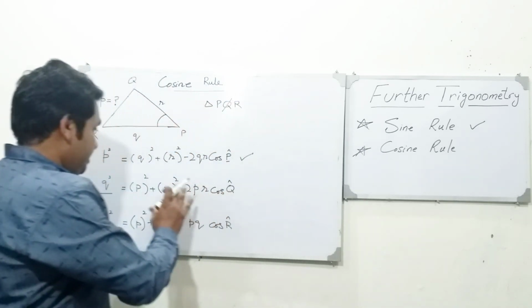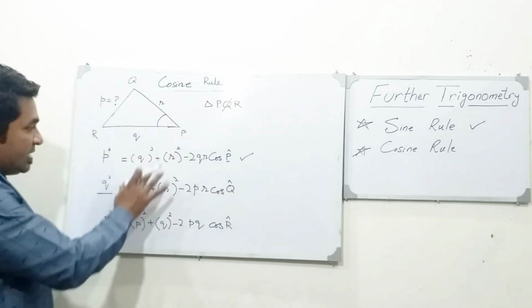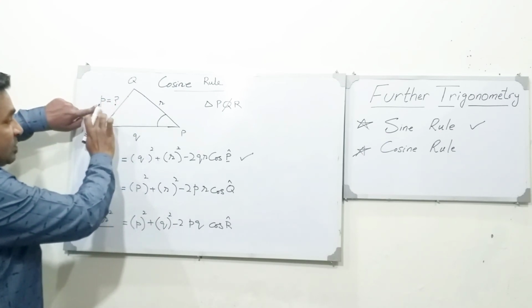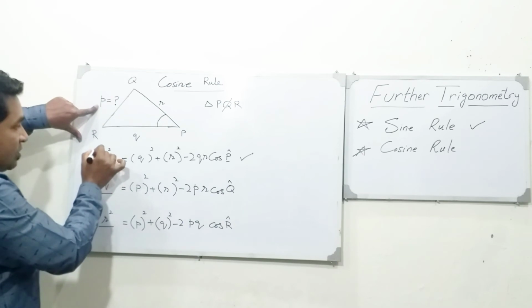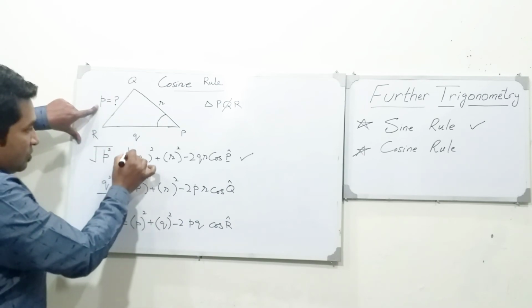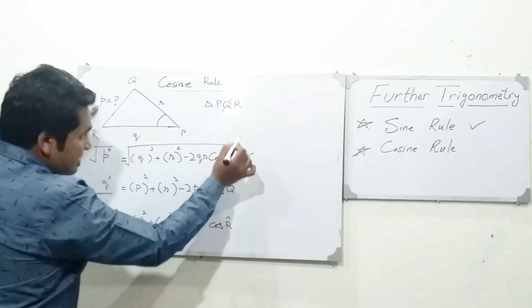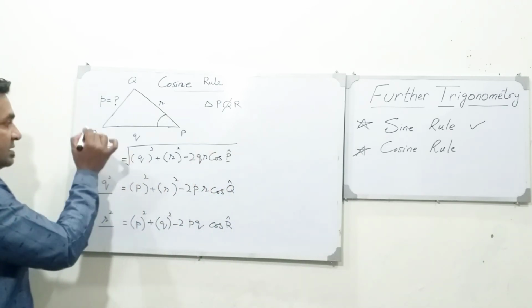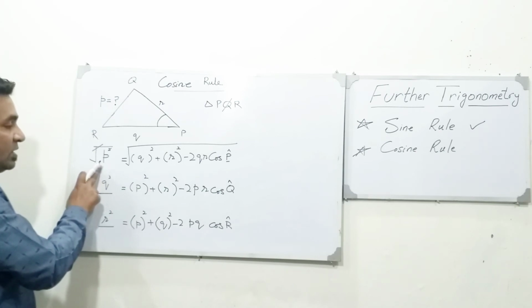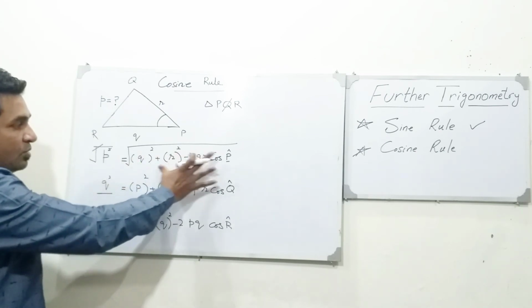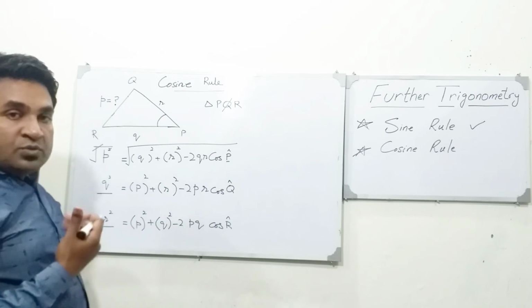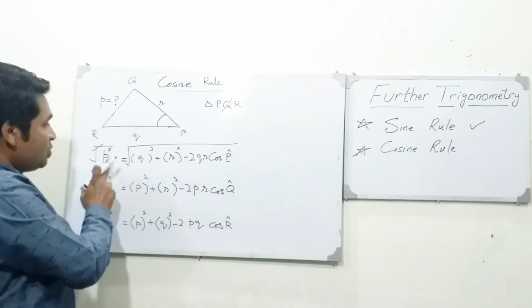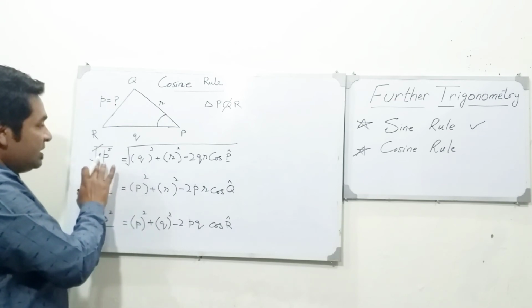Now if you are supposed to find the side p, I have put a question mark here, you will take the square root on both sides. Simple thing: the square will cancel the square root and we will be left with only p, and all these values you will use with the help of a calculator. You can easily find the answer. So you will get the value of the side p.